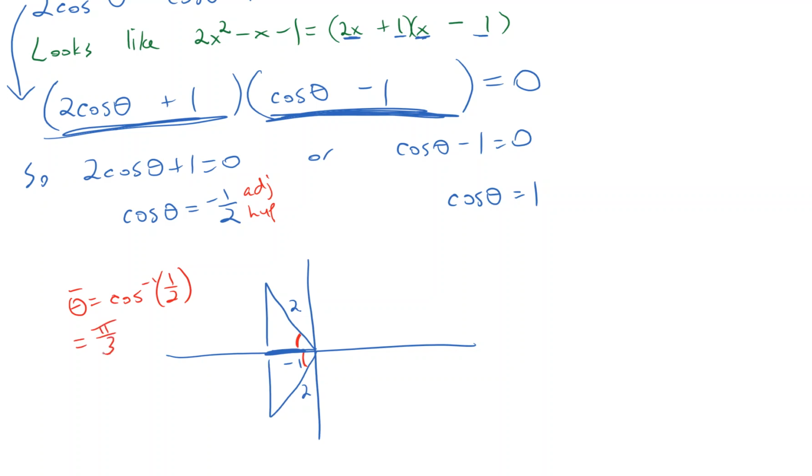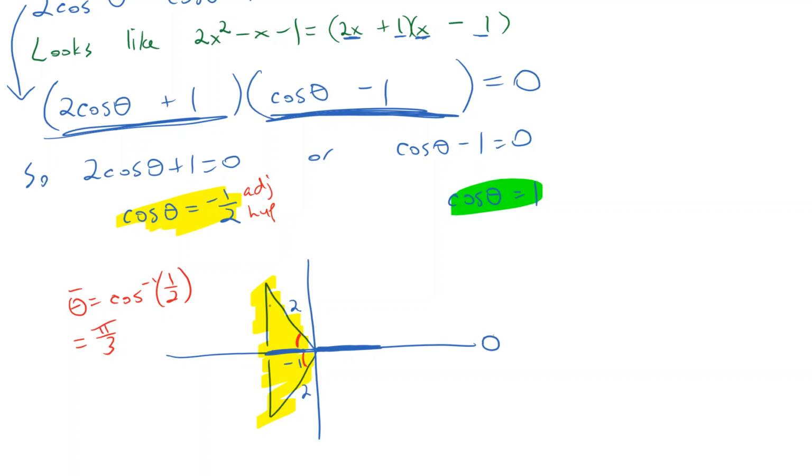Okay. So those two reference triangles tell us all the angles that make that statement true, that the cosine of theta is negative 1/2. And we'll describe those shortly. But let's go ahead and look at where cosine of theta equals 1. Cosine of theta equals 1 on the positive x-axis. So the adjacent side has to be 1. And the angle there is 0. Okay? So we've got 0.